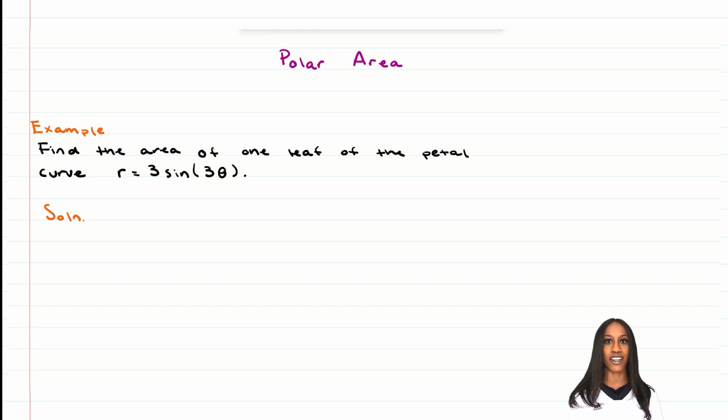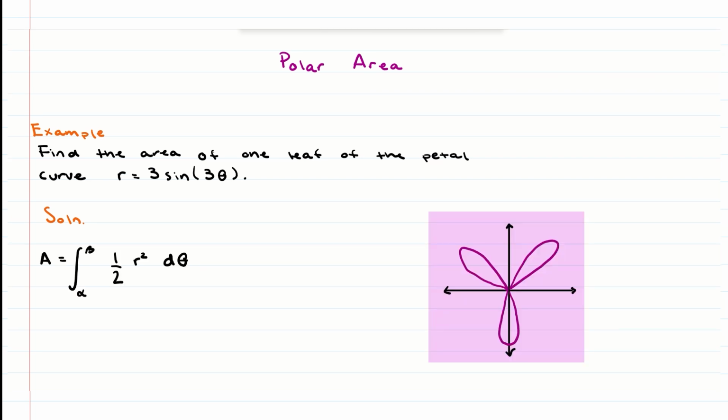Alright, now let's take a look at our curve. Our example says find the area of one leaf of the petal curve r equals 3 sine of 3 theta. And of course, because this is a polar curve, we're going to be using polar area to solve this. This here is what our petal curve looks like. And here is our polar area formula.